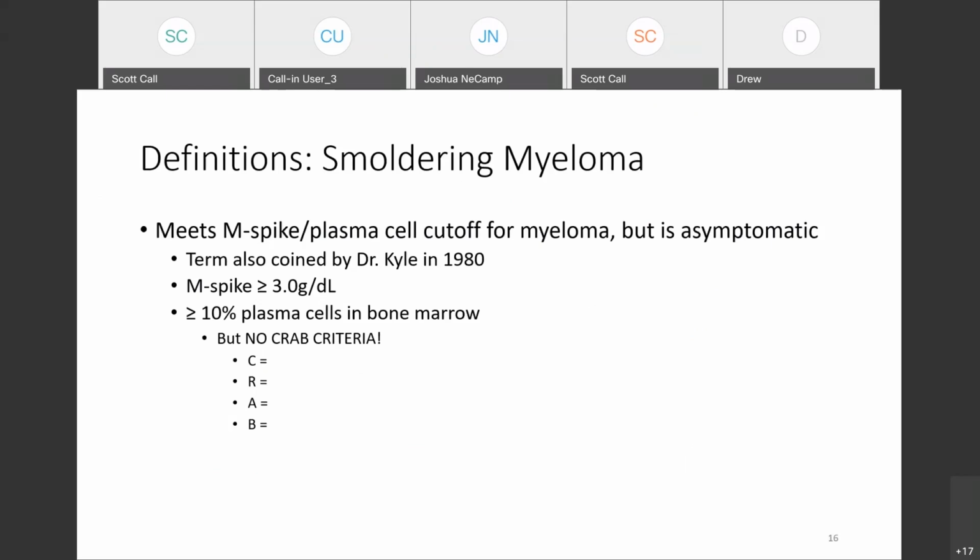Again, I know it's not very easy for you to answer questions just over the WebEx meeting, but just to remind you, the CRAB criteria are things you should commit to memory. Remember, the C is high calcium, defined as above 11. R is for renal dysfunction, defined as a creatinine of 2 or higher. A is for anemia, defined as a hemoglobin of 10 or less. And then B is for lytic bone lesions. Again, it's lytic, not blastic bone lesions.